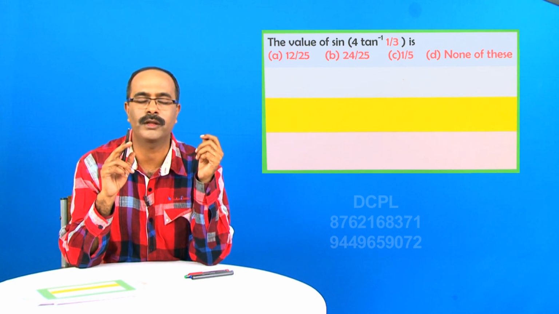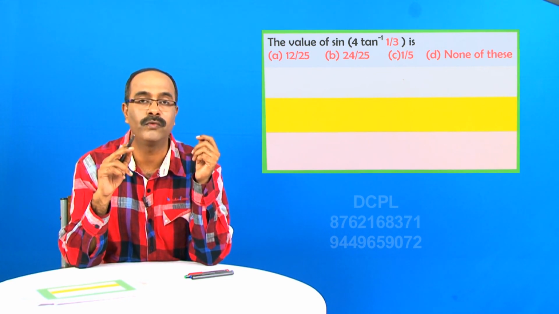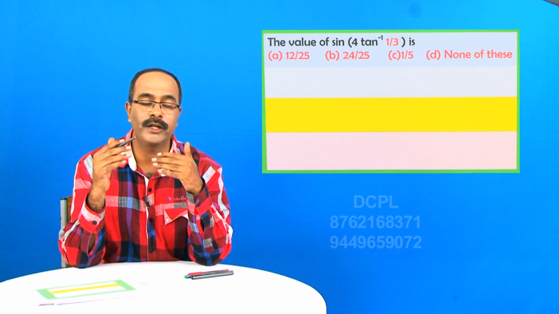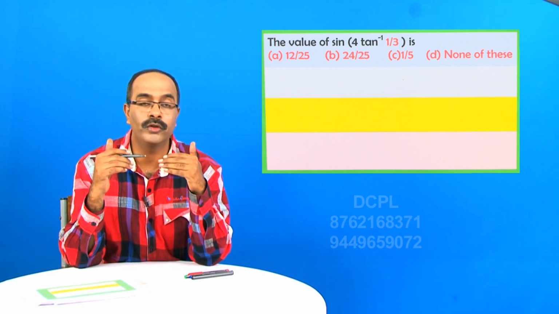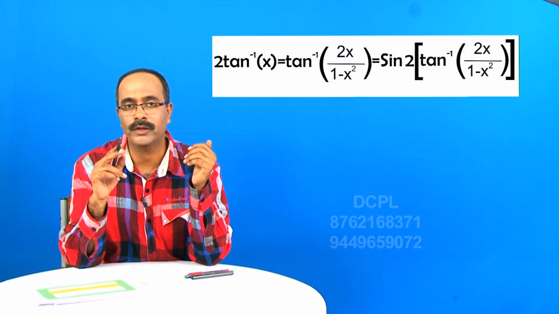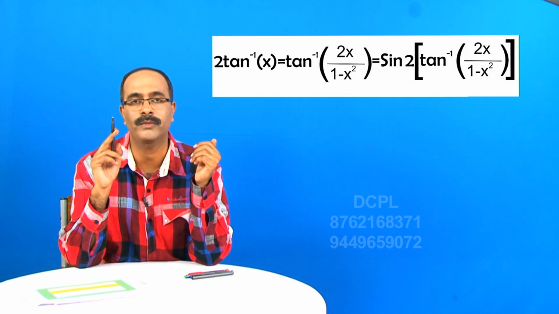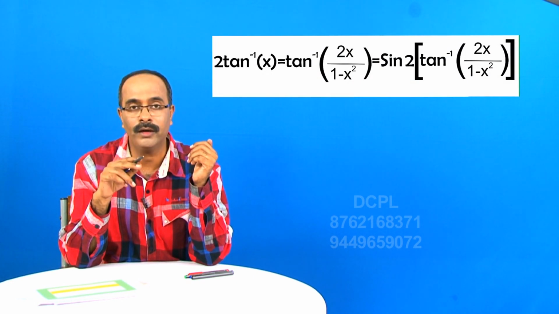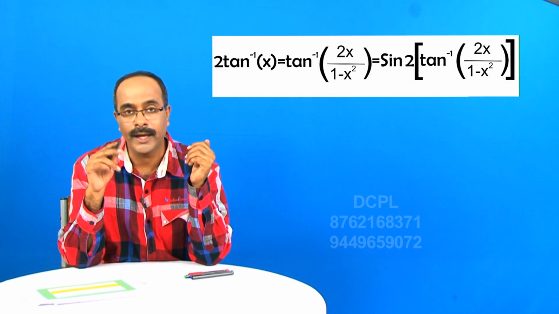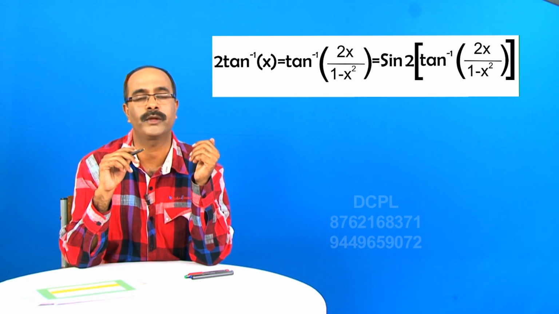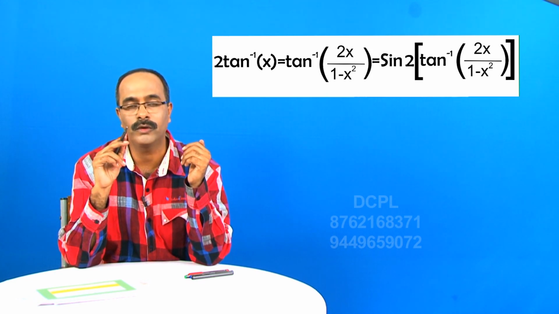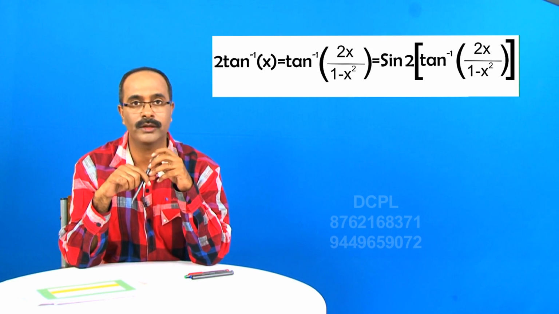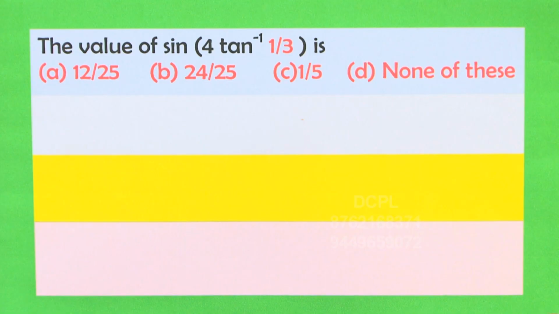Suppose a question is given as sine of 4 tan inverse of x, then it is very easy to solve if you use the formula 2 tan inverse of x as tan inverse of 2x by 1 minus x square. If you use it, then you will get sine of 2 times tan inverse of 2x by 1 minus x square. If you use this formula, you can easily solve this. Look at the question, dear students. Sine of 4 tan inverse of 1 by 3 we have, right?